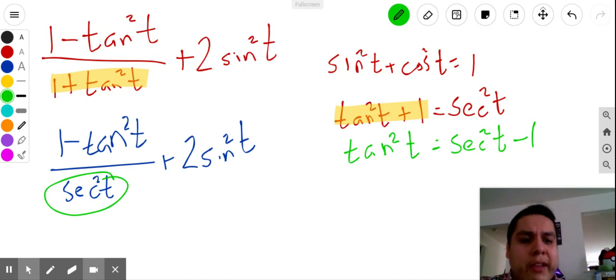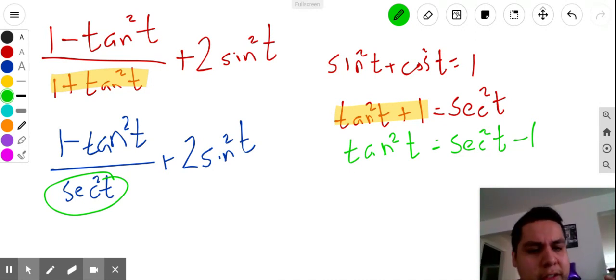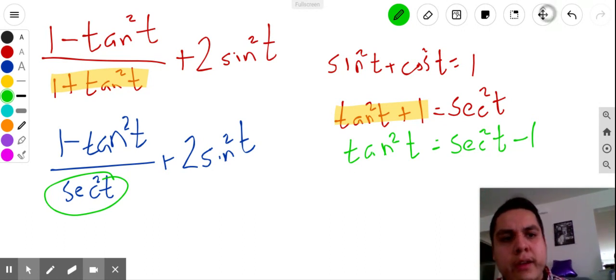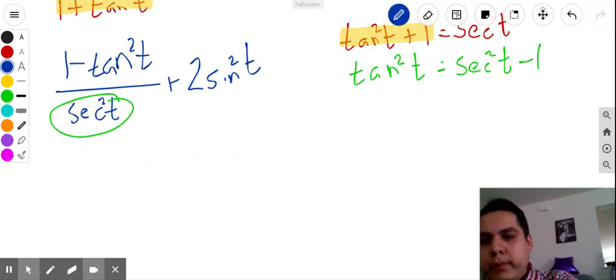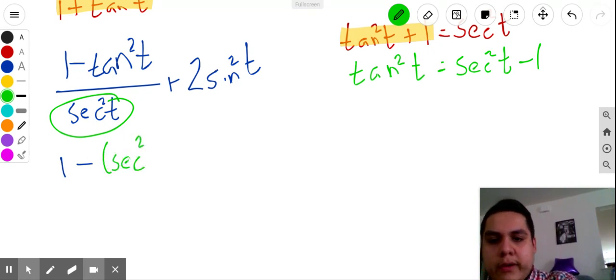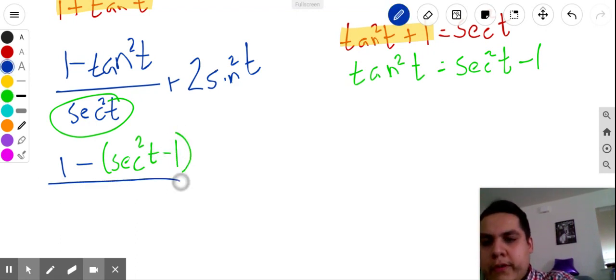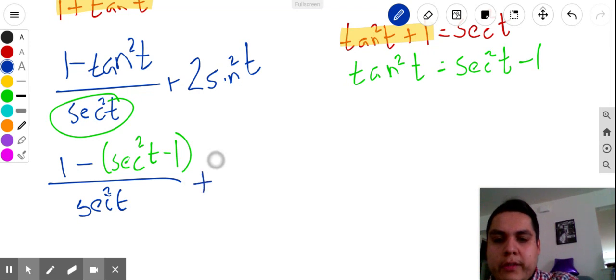And this is what I'm saying. You have so many choices. It's just go with what your gut is telling you. Try it out and see what happens. So if I do that substitution, I end up with 1 minus secant squared of t minus 1 over secant squared plus 2 sine squared of t.